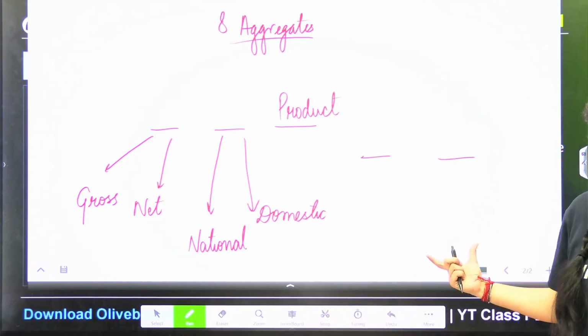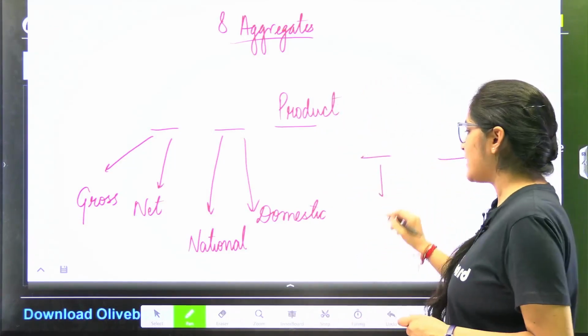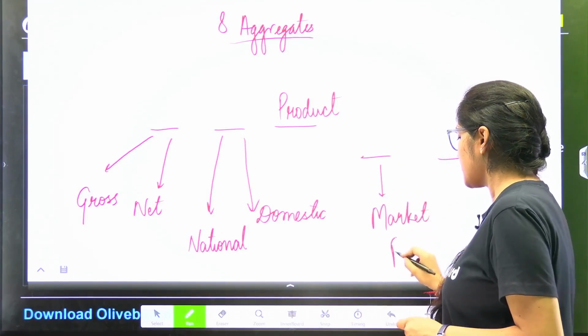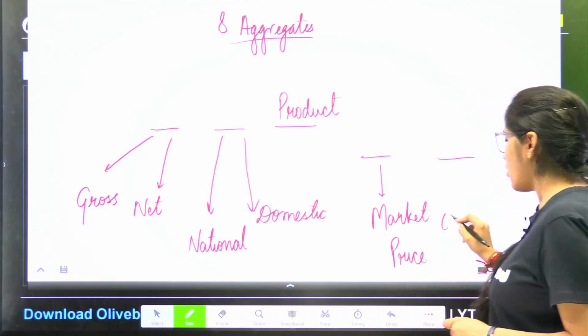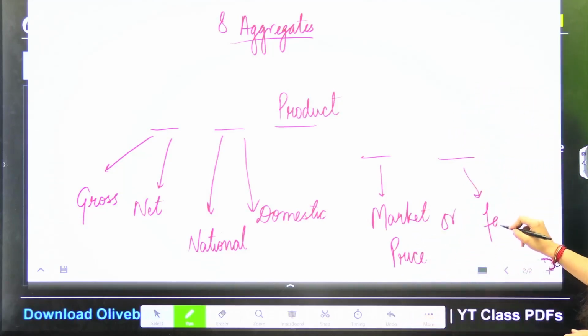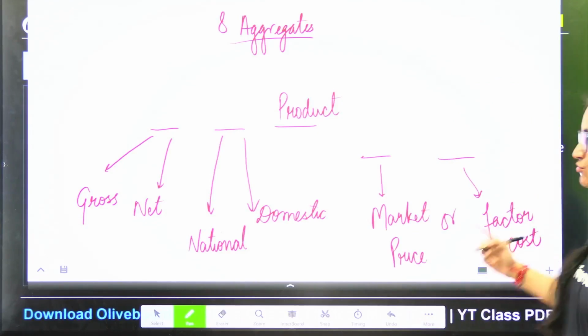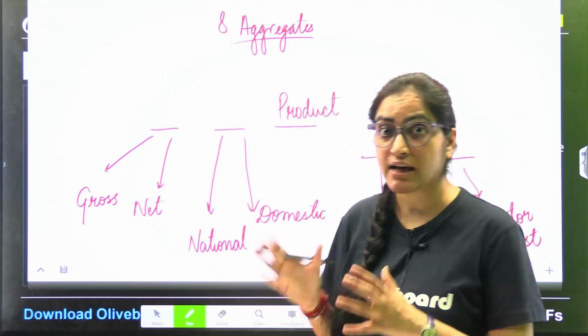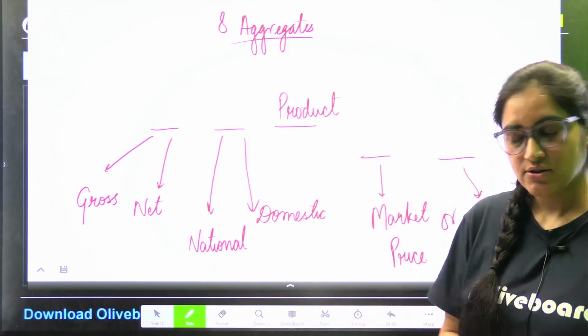And with these two blanks, either the blank has market price or it has factor cost. And using all these parameters, we are going to define all 8 aggregates. So, let's begin.